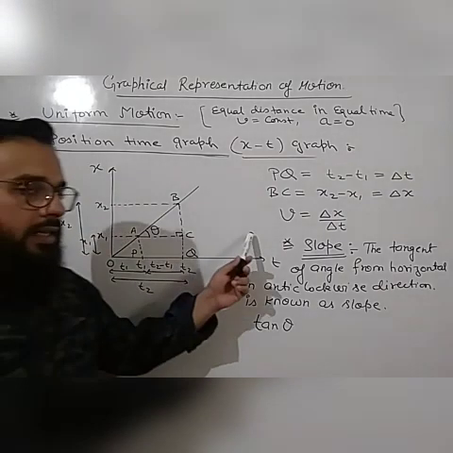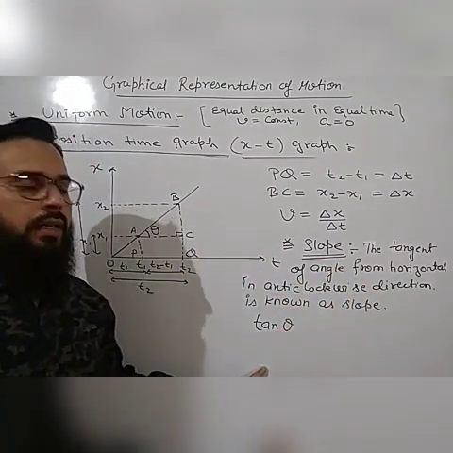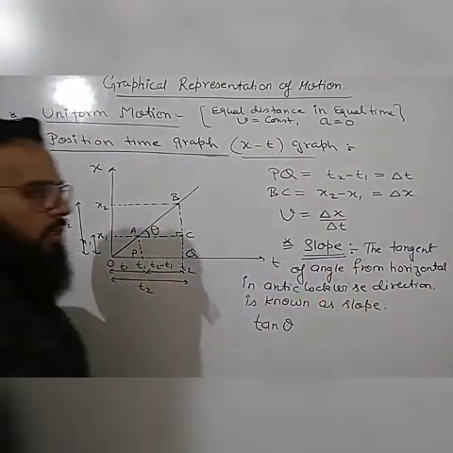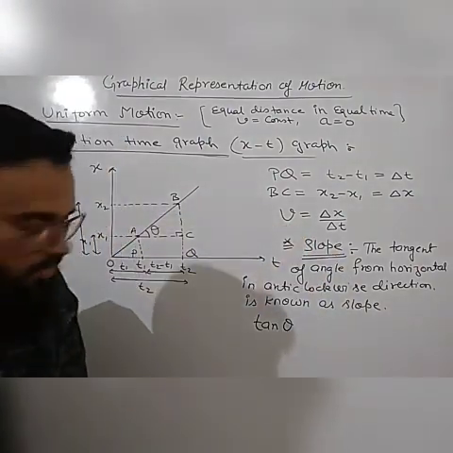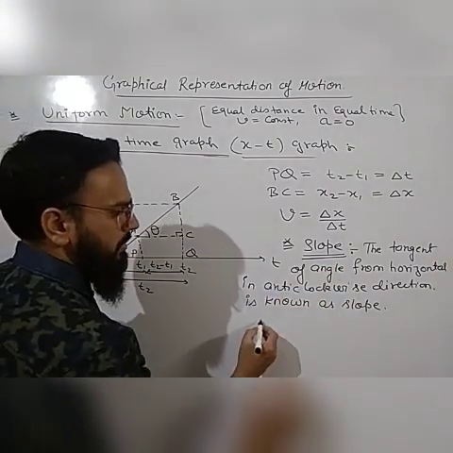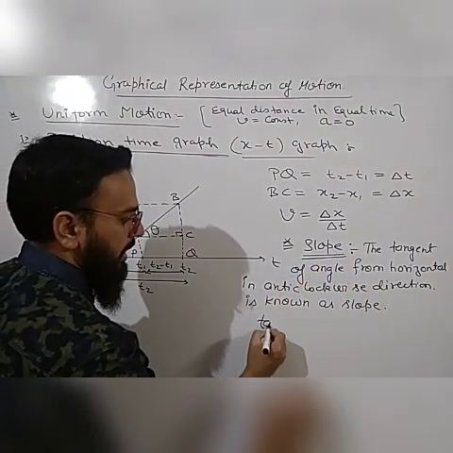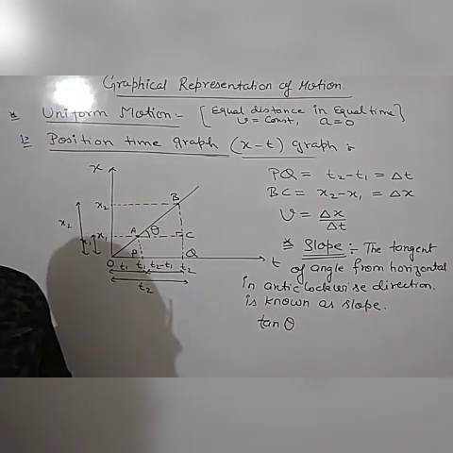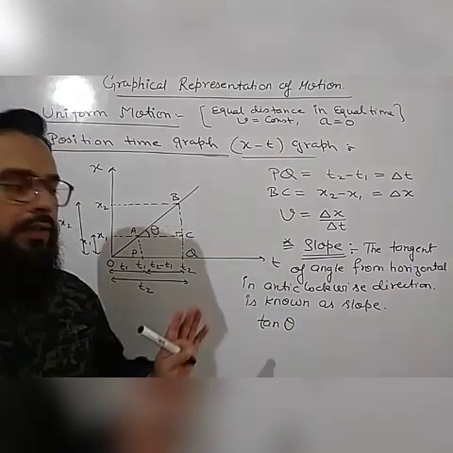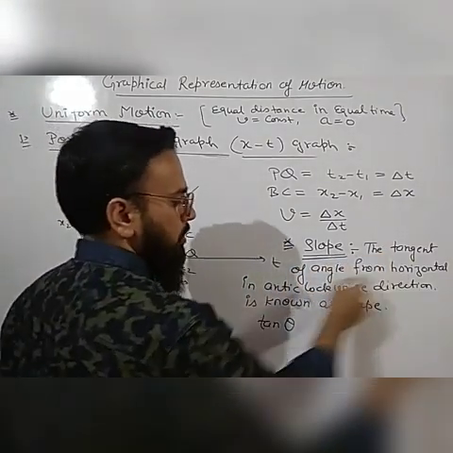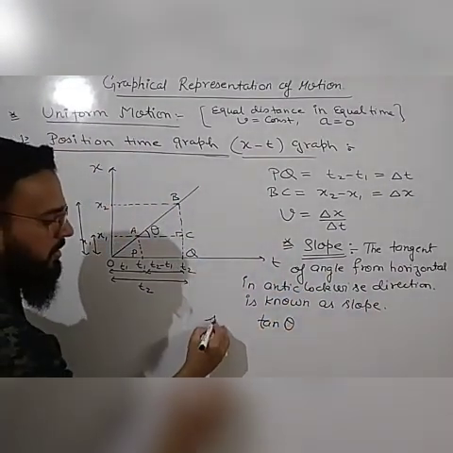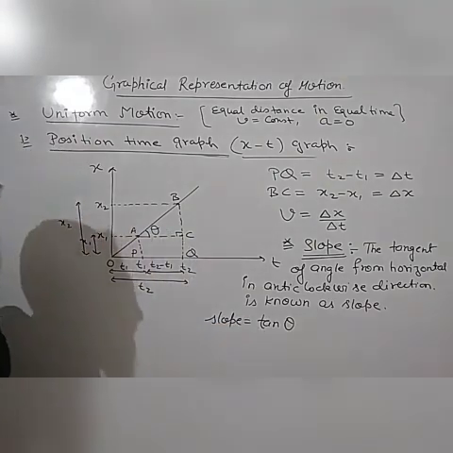The students who are in class 9 will study this tan theta in class 10, and those who are in class 11 may be able to understand it very easily. Class 9 students, if you are not able to understand, there is no problem. You only have to remember this: slope is given by tan theta. You will study it in class 10, but class 11 students will understand it very well. So the tangent of the angle from horizontal in the anti-clockwise direction is known as slope, which is represented by tan theta.